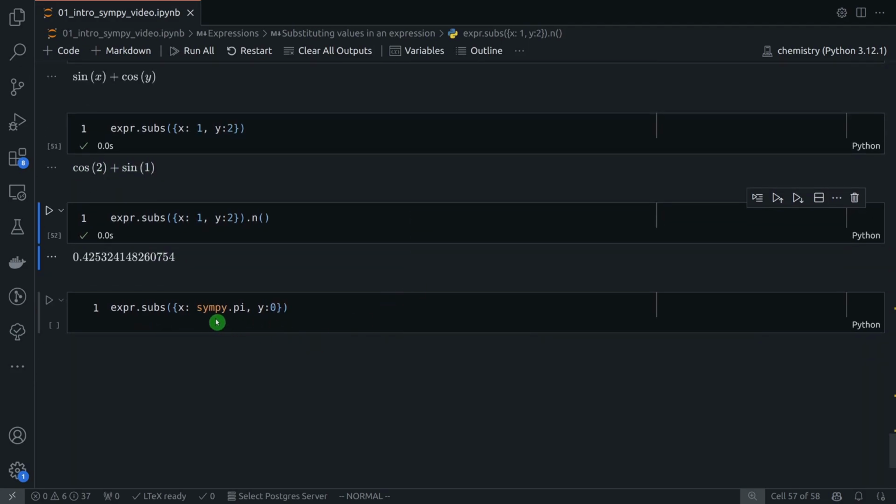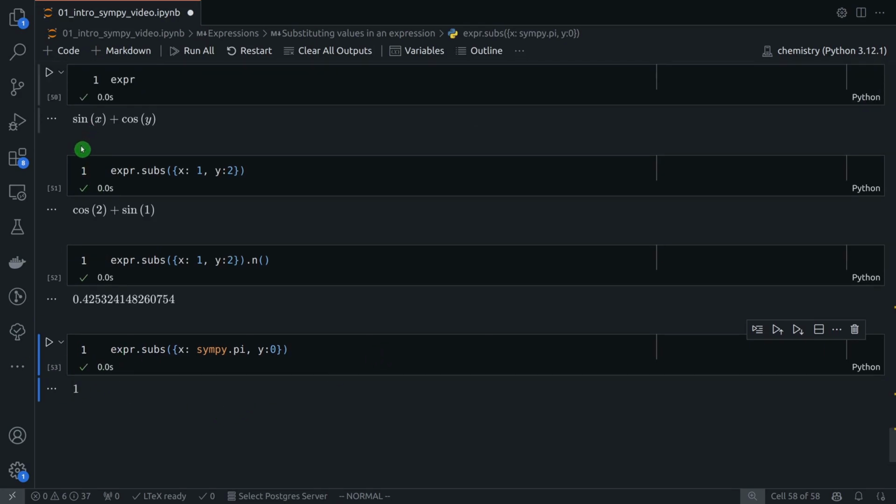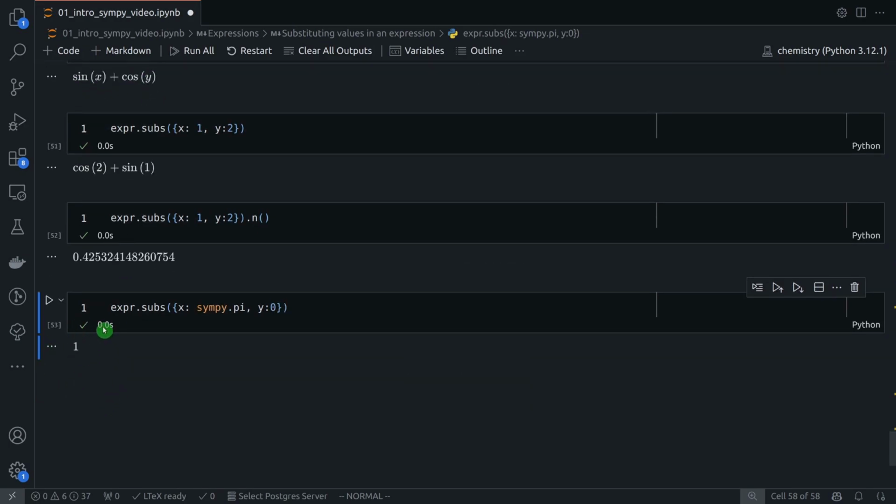Finally, you can also make substitutions using symbols like the symbol of the number pi. And we have the result 1, because the sine of pi is 0 and the cosine of 0 is 1. So 0 plus 1 results in 1.